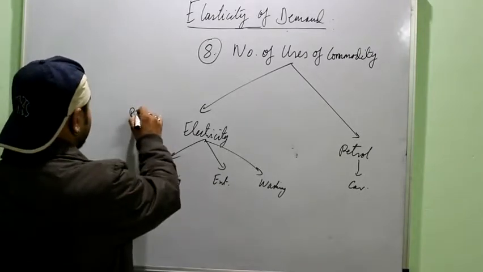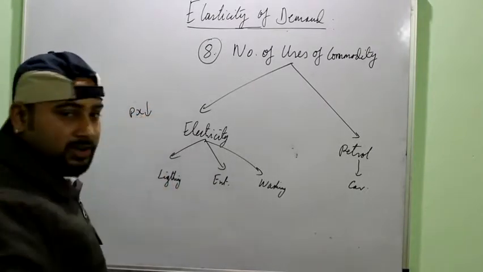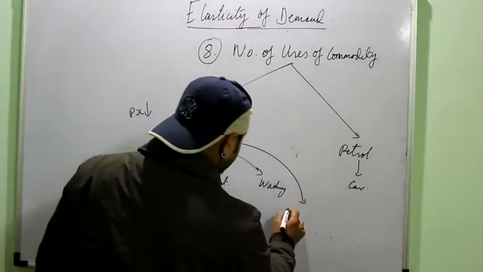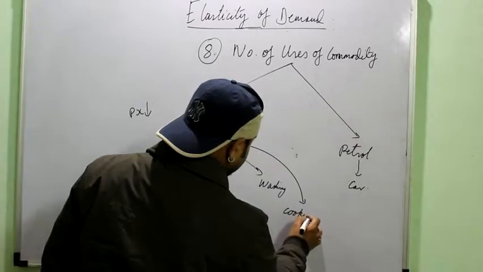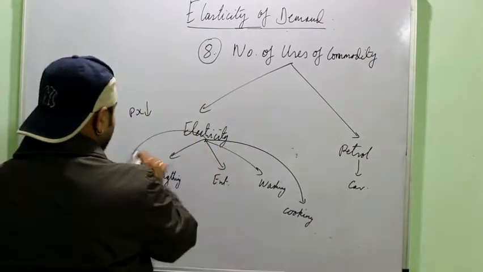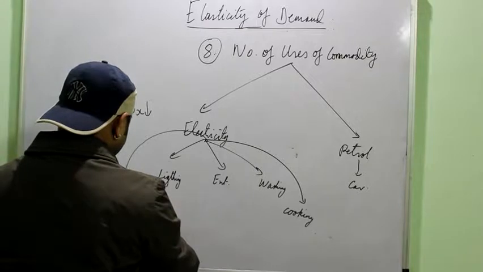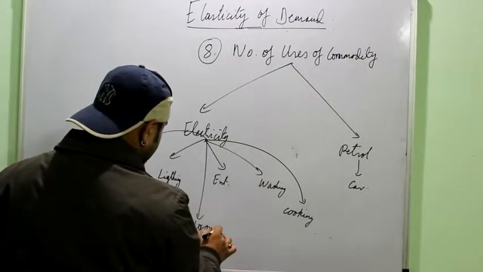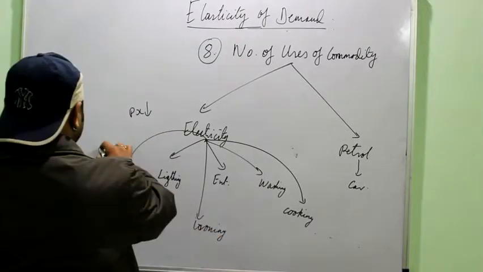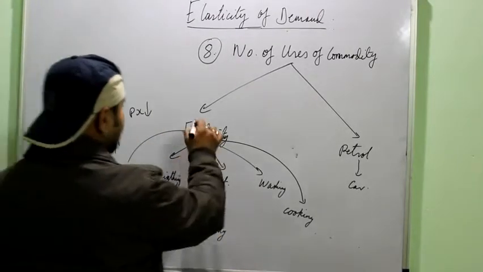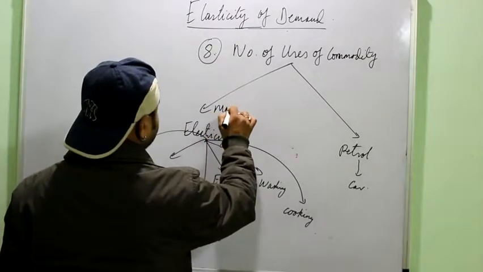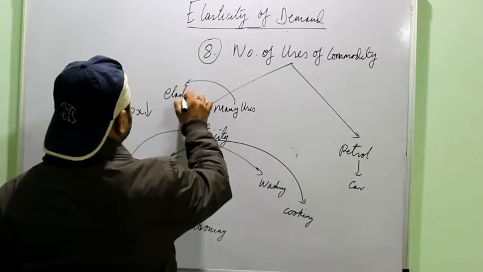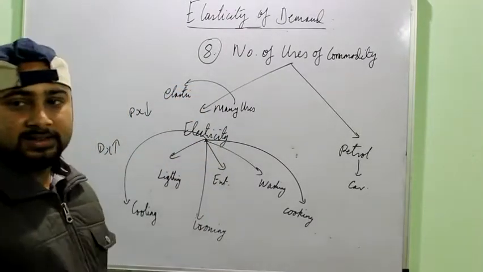Now suppose the price of electricity falls. What can you do? You can increase the number of uses, right? I can use it for cooking even. I can use it for cooling even. For ironing my clothes. Okay, so it means the demand has increased. So if the commodity has many uses, its demand is said to be elastic, right?